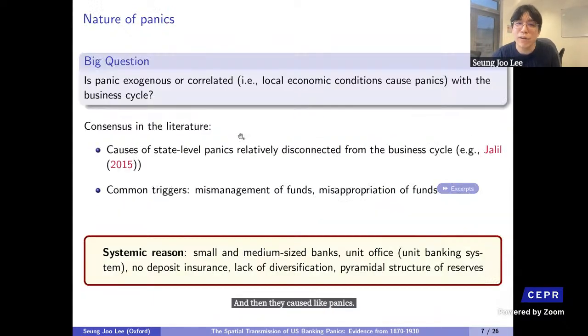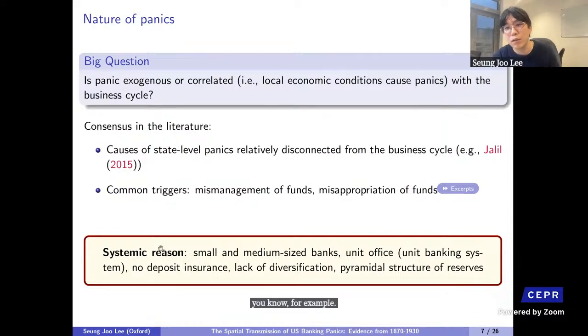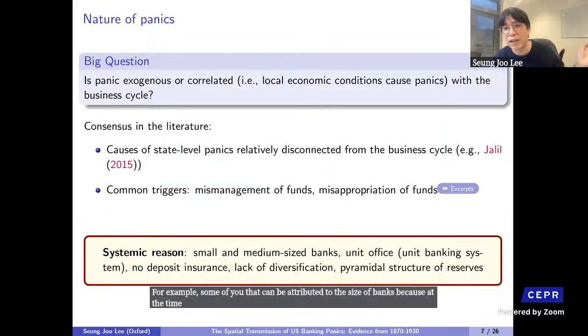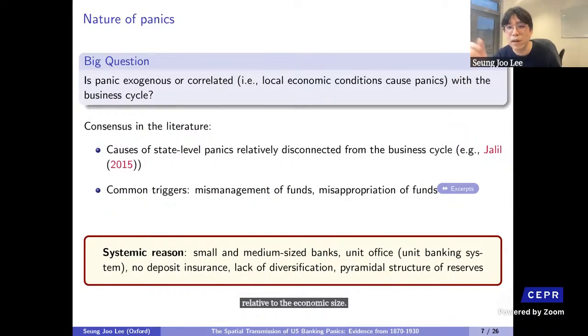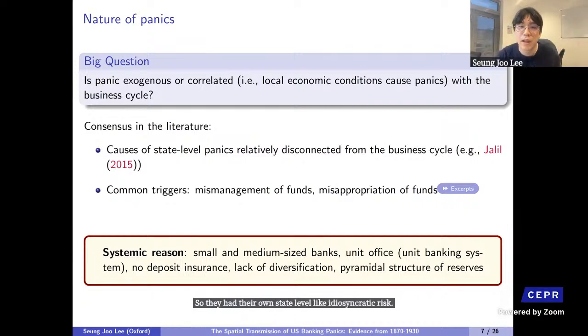So overall, the consensus is that there were some systemic reasons why we had panics at that time. Some of it can be attributed to the size of banks, because relative to the economic size, their bank size was quite small. And as I said, because of the unit banking system, they could not expand their business outside their state border. So they had their own state-level idiosyncratic risk on their balance sheet. And then there was no deposit insurance. There was no diversification due to this unit banking system or reserve system.